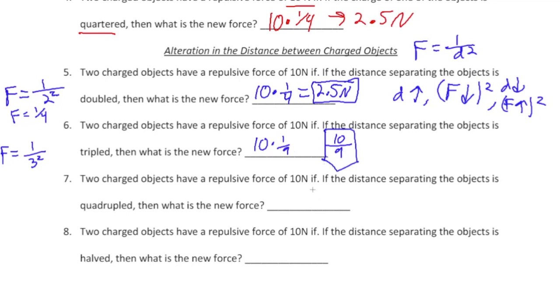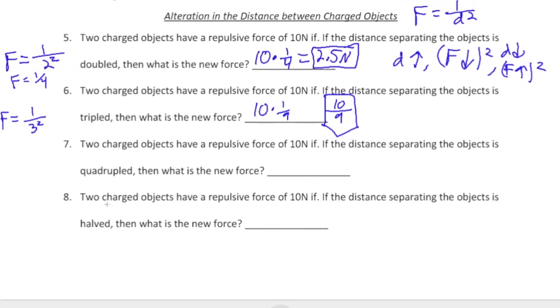Two objects have a repulsive force of 10 newtons. If the distance separating the objects is quadrupled, then what is the new force? So distance is quadrupled, meaning that it's getting bigger. So we would expect a smaller force, 1 over 4 squared. That means 10 times 1 over 16. That's going to give us 5/8. It's an ugly looking 8. It almost looks like a 6.